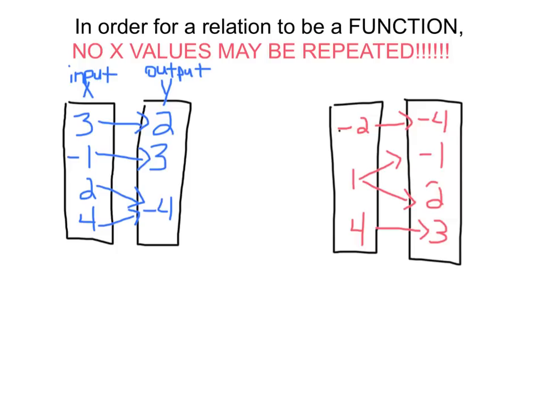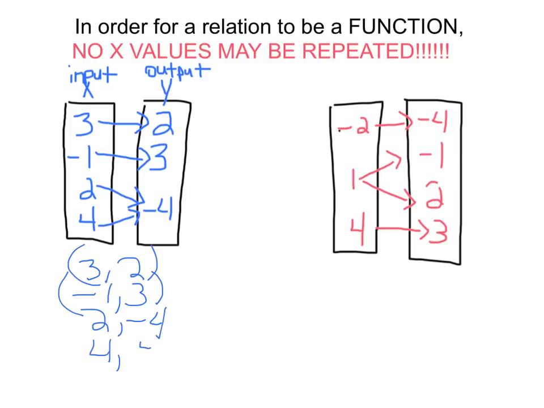In this first set of data, we have a graph, and we can get our ordered pairs from it. We have 3, 2 would be one ordered pair. -1, 3 is another ordered pair. 2, -4, and 4, -4. Okay, so when we look at these and we look at the x values, is this relation a function? Yes, it is, because when we look at these x values right here, none of them are repeated, therefore this is a function.